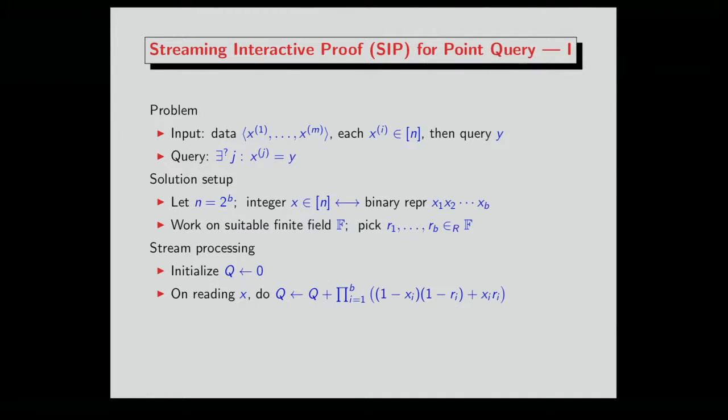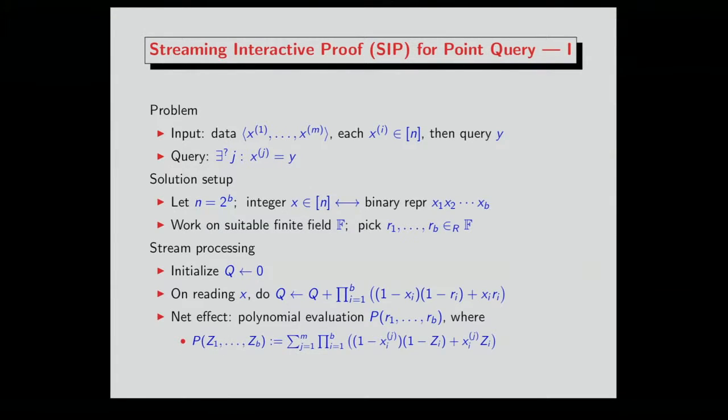Now here's how I process the stream. I initialize an accumulator q to 0, and each time I read an item in the stream, I update my accumulator in this manner. Now, one or two of you may have figured out what exactly this is doing. If you haven't yet done so, don't worry, I'm going to explain this now. So the net effect of all these additions is, I claim, and you can stare at this and see, that you have evaluated a certain polynomial p at the point r1 through rb, where the polynomial is given by this formula. And I have really not done much here. I've just changed ri to zi and then written out that summation, which says that's what the accumulator computes.